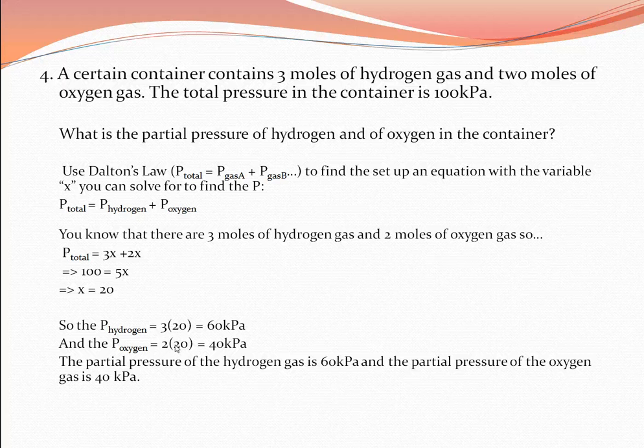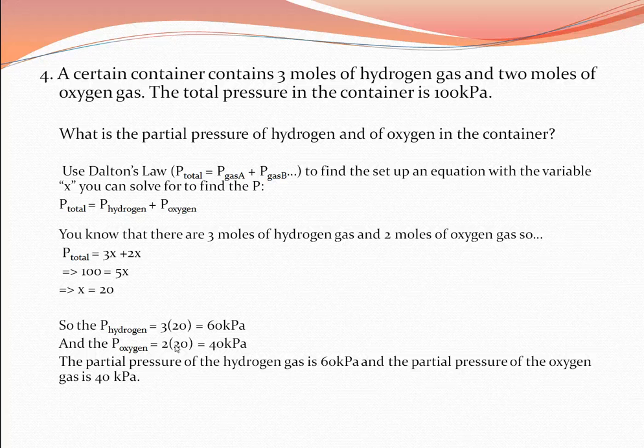Well, using Dalton's law, which is the total pressure equals the pressure of gas A plus the pressure of gas B, you can set up an equation with a variable x, which you can solve for. So the total pressure equals the pressure of the hydrogen plus the pressure of the oxygen. You know that there are 3 moles of hydrogen gas and 2 moles of oxygen gas, so the total pressure equals 3x plus 2x, and the total pressure is 100 kilopascals. So 100 kilopascals equals 5x, and x equals 20.